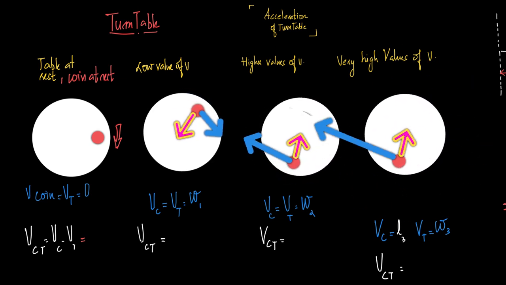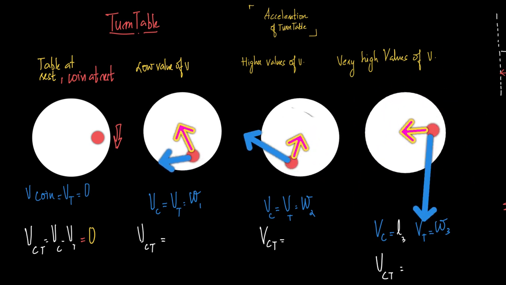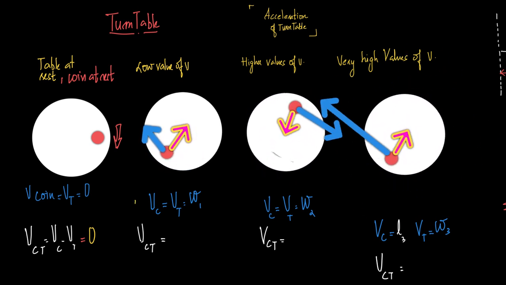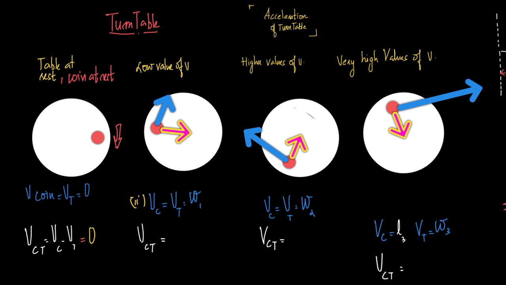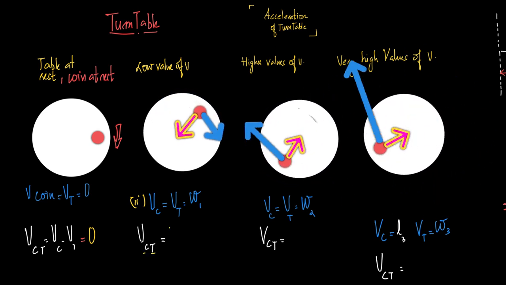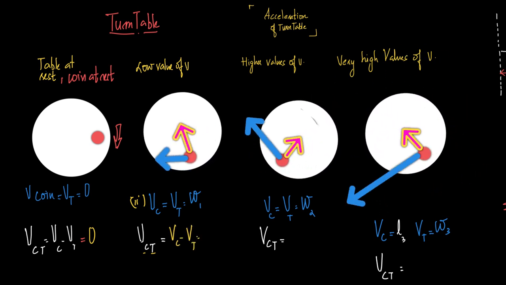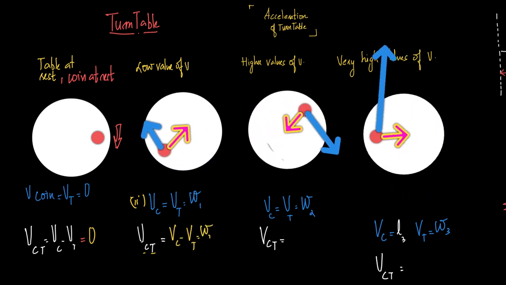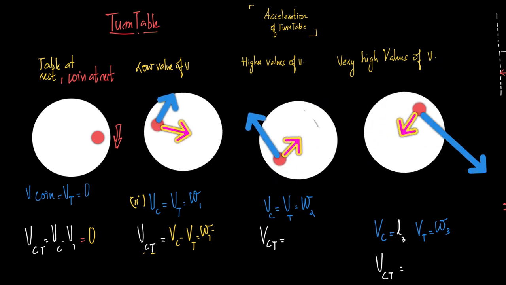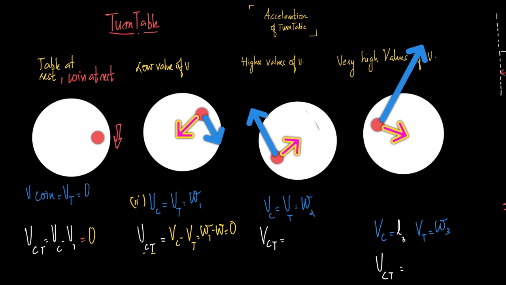Yeah, okay, which is actually equal to 0 minus 0, that is 0, right? Now in the second case, what is the velocity of the coin with respect to the table? It is velocity of coin minus velocity of table, and since both of them have the same velocity, it will be omega 1, not the angular velocity, I'm just giving some random value here. So omega 1 minus omega 1, which is equal to 0.